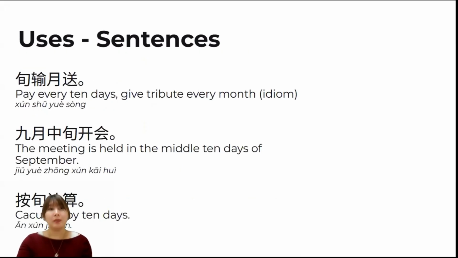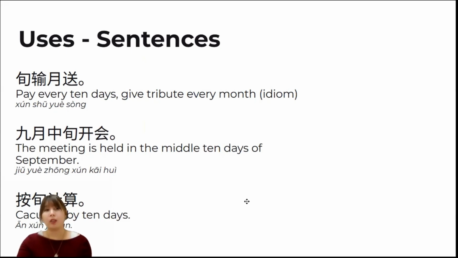The first one is an idiom, which is 顺书越送, which means to pay every 10 days, give tribute every month. The next one is used in the context of hosting a formal meeting: 9月中旬开会, which means the meeting is held in the middle of September. So it's going to be in the middle of the month. And the last one we have here is pretty much using it again for 10 days. So we have 按时计算, which means to calculate by 10 days.